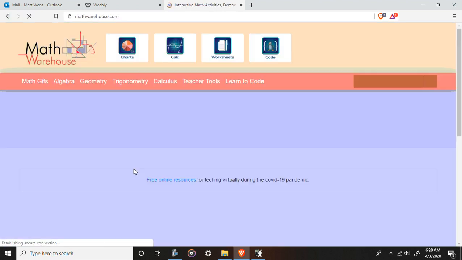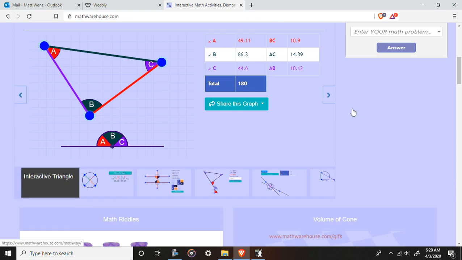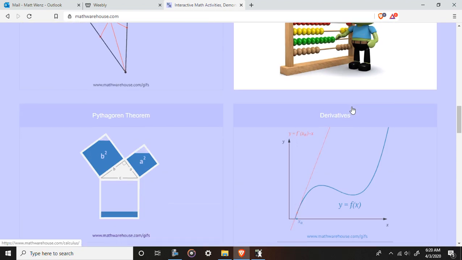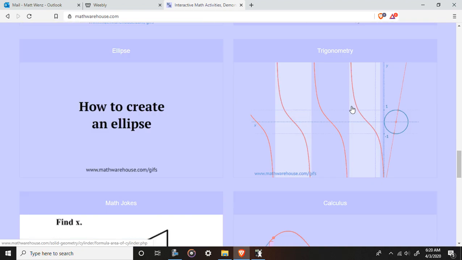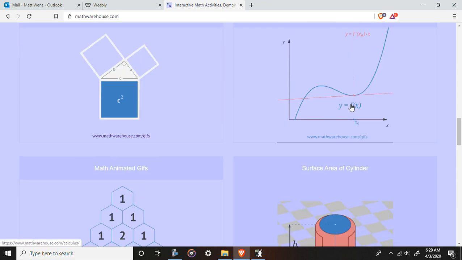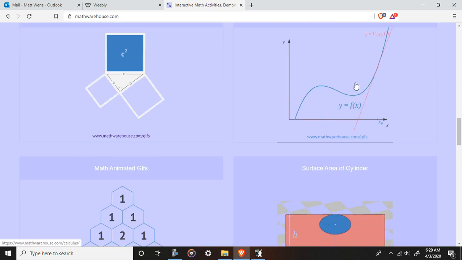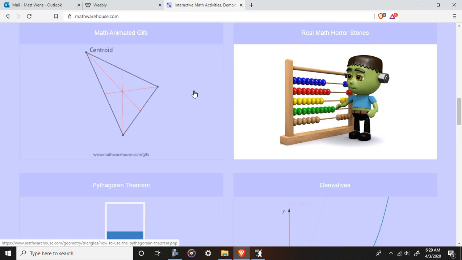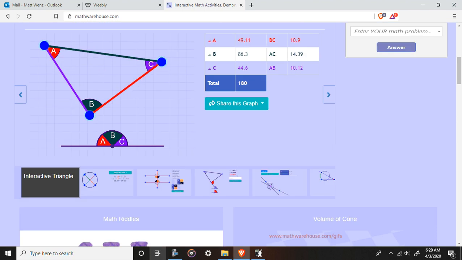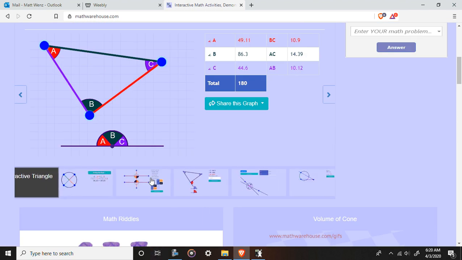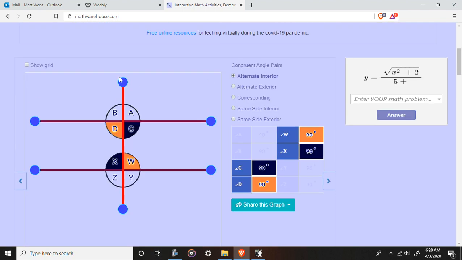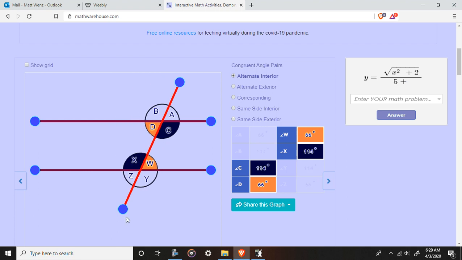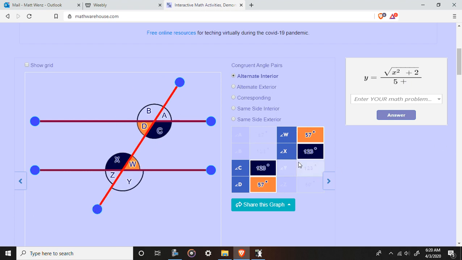Math Warehouse is another good one, with all different geometry properties and things like that. A little bit more adult looking than Math is Fun. But again, I encourage you guys to explore these. Here's some things we've talked about. Oh, look, parallel lines cut by a transversal. You can take this and it will show you the relationship between all these angles.